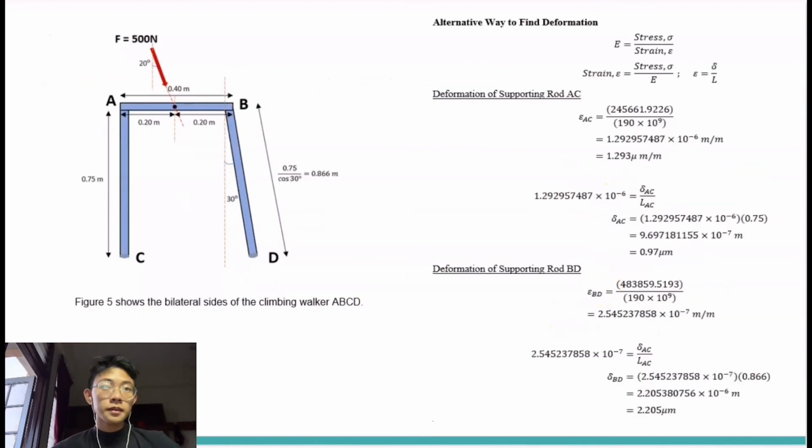BD. Here I will share another method for calculating the deformation. In this equation, we have to calculate the stress and then the strain of the rod first before we can get the length of deformation. As you can see, the results here are the same, with the deformation of 0.97 micrometer and 2.205 micrometer for rods AC and BD respectively.